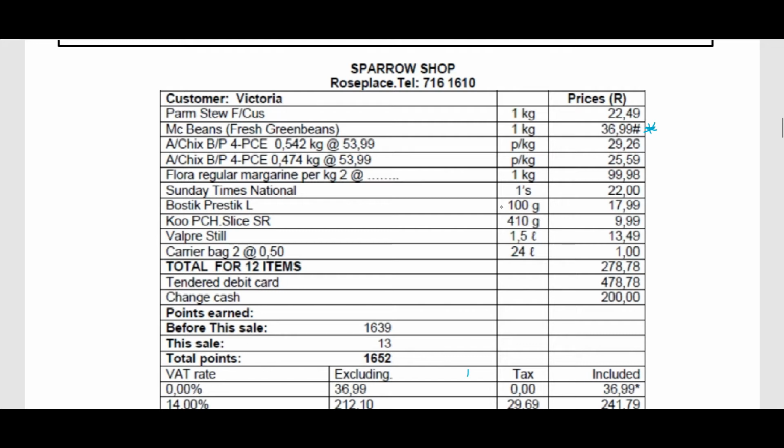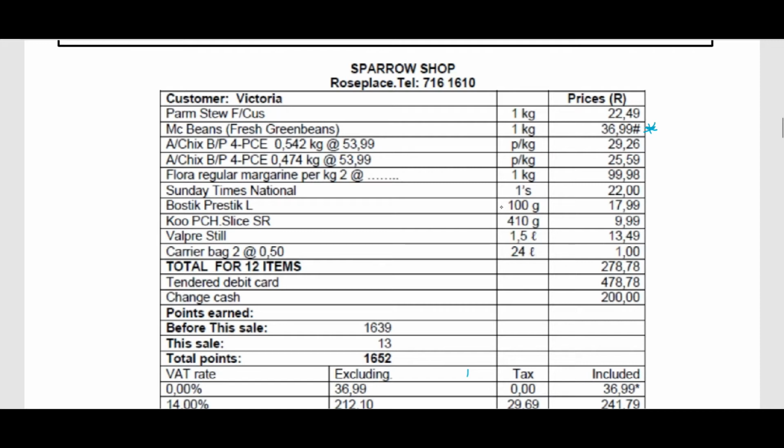That means this was a cashback, right? So it's a cashback. She asked for 200 to be given to her. So that means it's 278 plus 200, then you get 478. So she used a card to pay for the items and as well to ask for a cash return. And then we analyze our receipt.